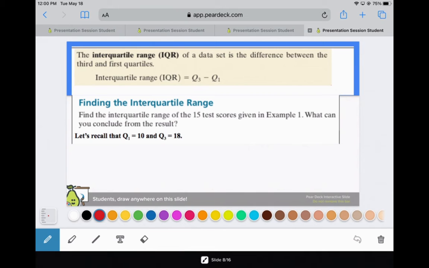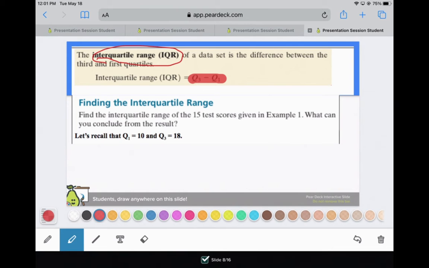So what we're going to talk about today is how to find the interquartile range. What you do to find it is really simple. You take quartile 3 minus quartile 1.